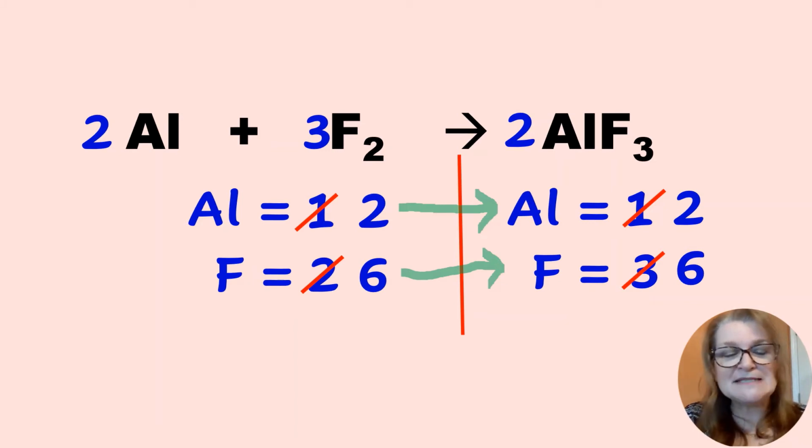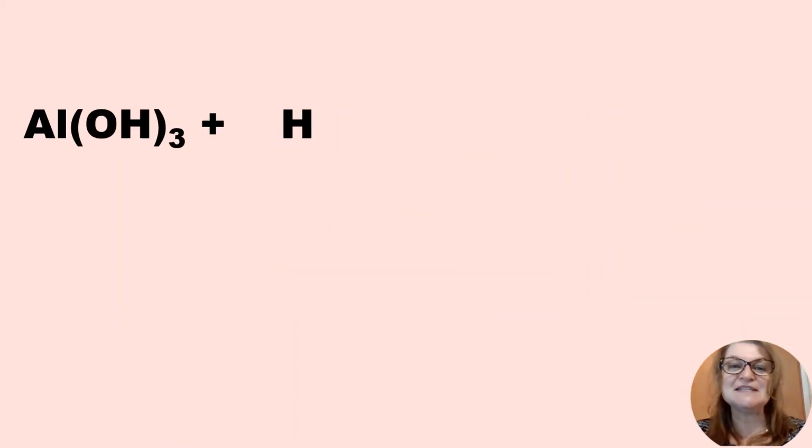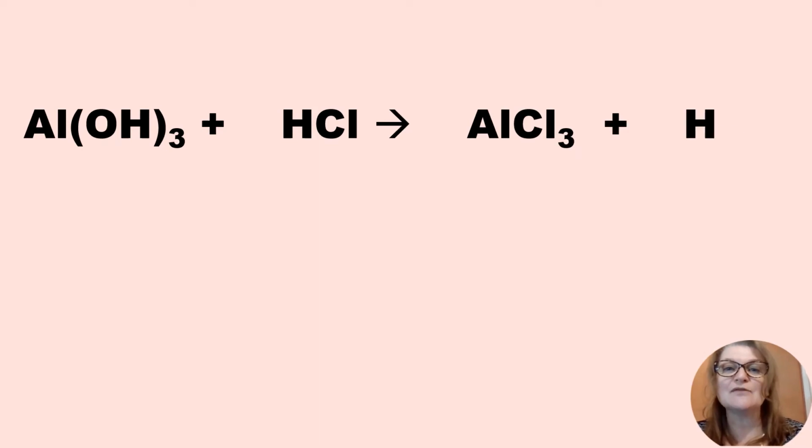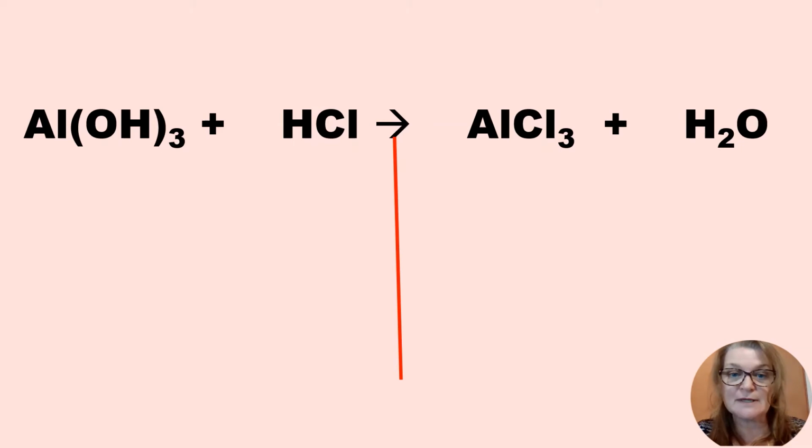And so we're not going to be able to simplify those. There's not a number that we can divide by and end up with a smaller whole number. So we're going to leave the coefficients as they are, and our reaction is balanced. So let's see what happens in this next chemical equation when we have parentheses in one of the compounds. We're still going to make our inventory same as before.